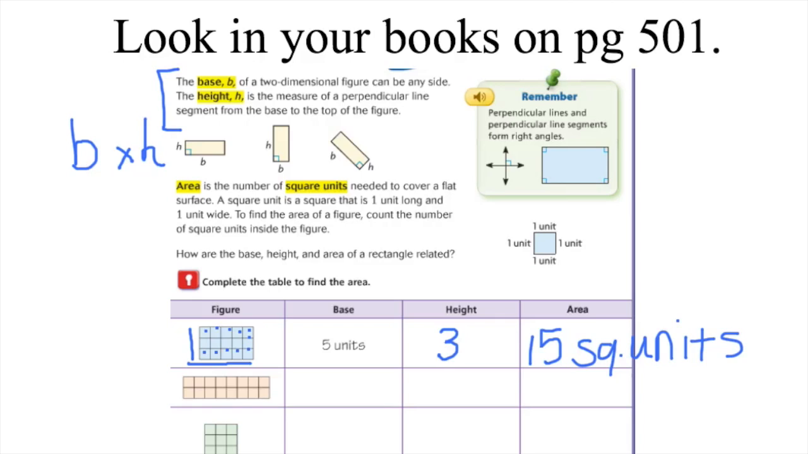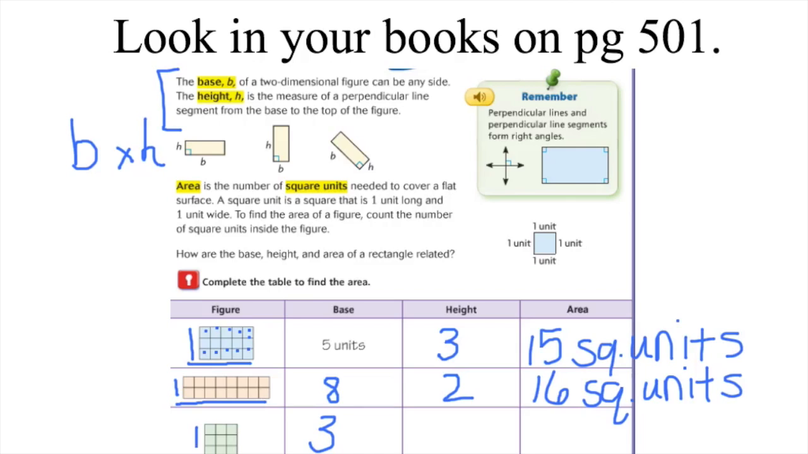It works. For this one, if I'm looking at the base, I'm looking at the base here. I counted 8 units. The height is here, 2 units. 8 times 2 is 16, so it would be 16 square units. For the base here, I've got 3. For the height, 3 again. 3 times 3 is 9, 9 square units.